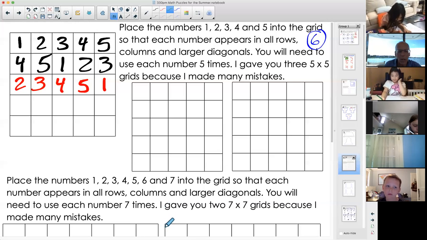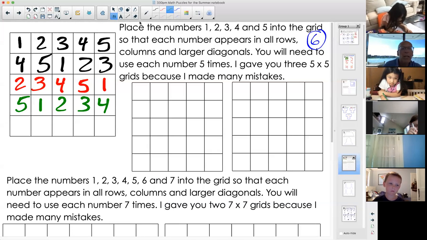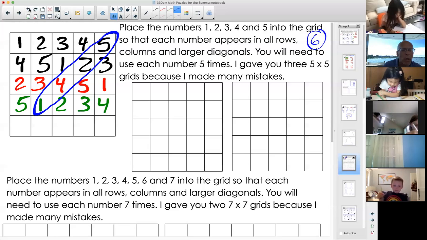Louder, please. Just a little louder if you could, because I couldn't hear you. Number 2. Okay, let's try it. Ready? 1, 2, 3, 4, 5. Let's see if it works. Oh my gosh, that works.